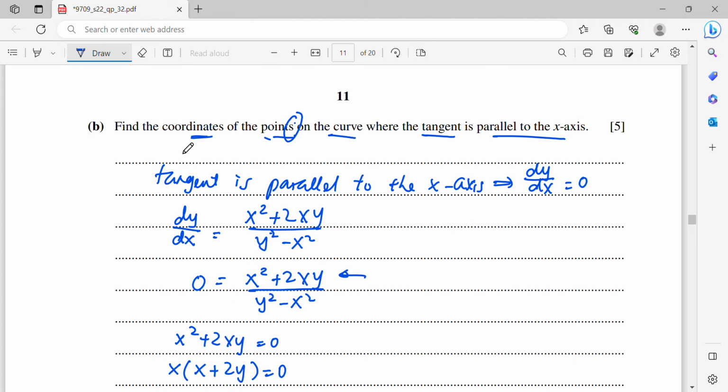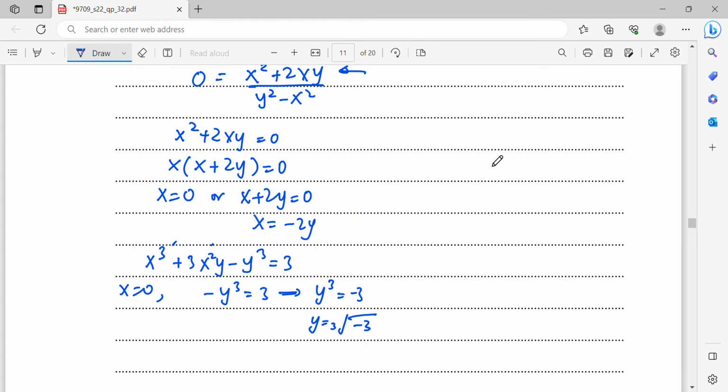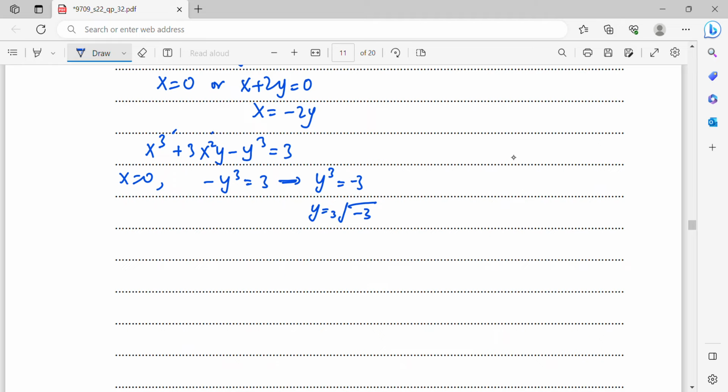The question says coordinates of the points, which means I can leave my answer in exact form, which is the cube root of minus 3. So I get the point 0, cube root of minus 3. This is my first point.